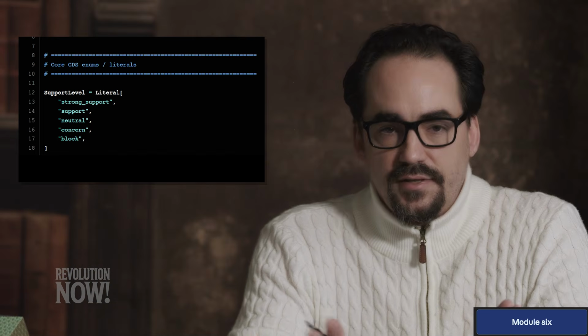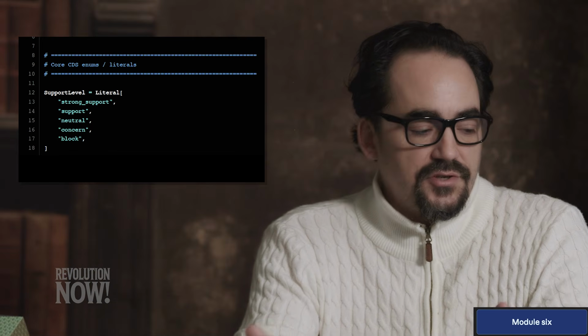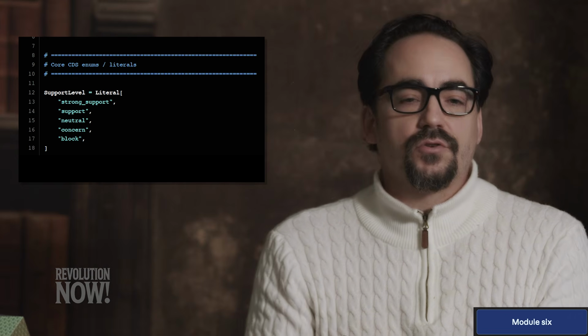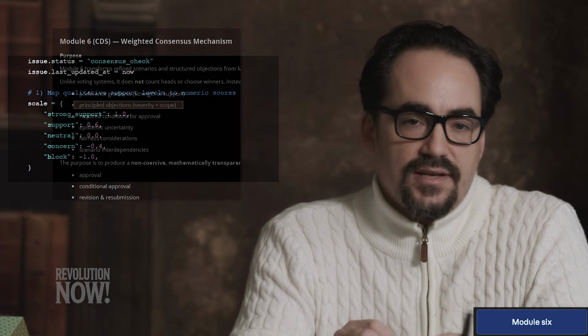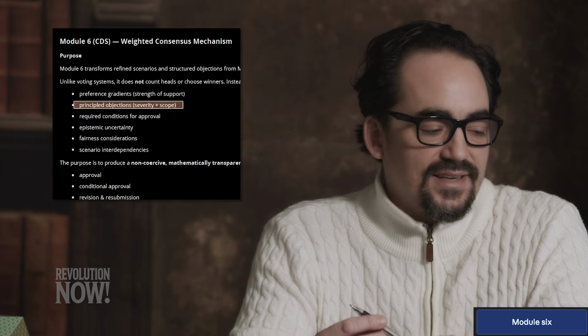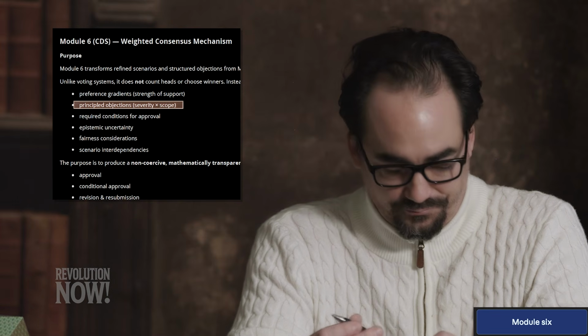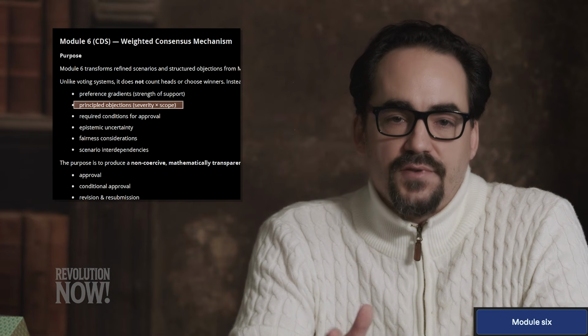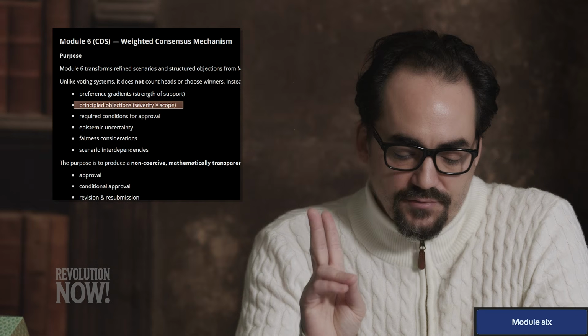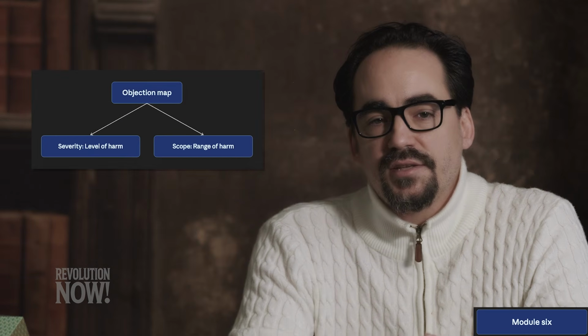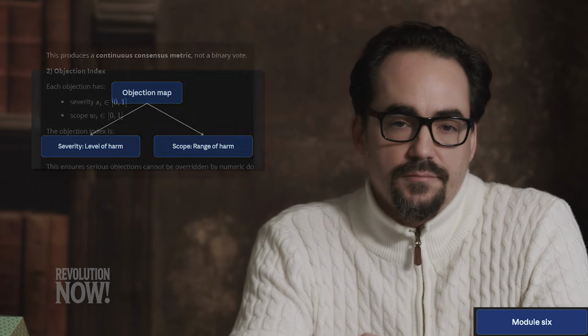To repeat this for clarity, the gradient votes for each scenario, ranging from strong support to neutral to concerned to block. These carry numerical values between 1 and -1, as the system quantifies these relative preferences for the calculation. Second input, again, is the documented set of objections, and Module 6 assesses these to factor into the calculation. In this, each documented, refined objection carries two parameters, severity and scope, and each has a float range from 0 to 1. Severity measures how serious the objection is.